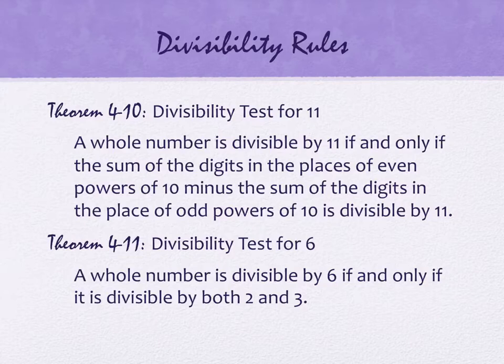A whole number is divisible by 11 if and only if the sum of the digits in the places of even powers of 10 minus the sum of the digits in the places of odd powers of 10 is divisible by 11. And I don't know of any better way to write it than that. That's saying something because that looks awful, doesn't it? It's really wordy. It sounds really confusing.